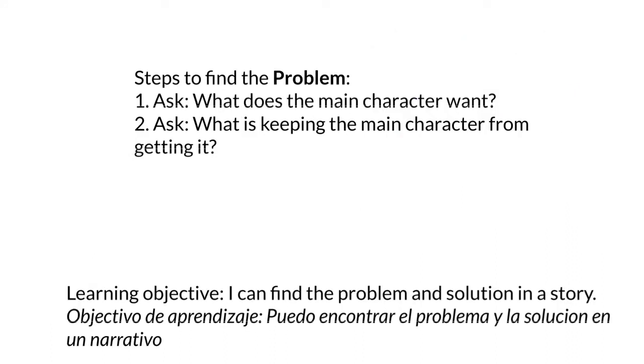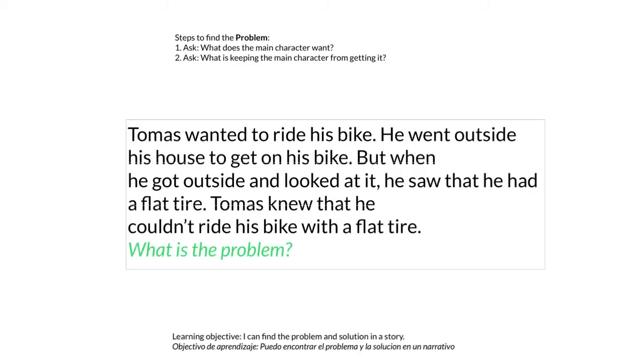So, our objective is to find the problem and solution. So, let's talk about the steps to do that. To find the problem in a story, you need to ask, what does the main character want? And then ask, what is keeping the main character from getting that? So, let's practice together finding the problem in a story. Remember, the steps are ask what does the main character want and what is keeping the main character from getting it.